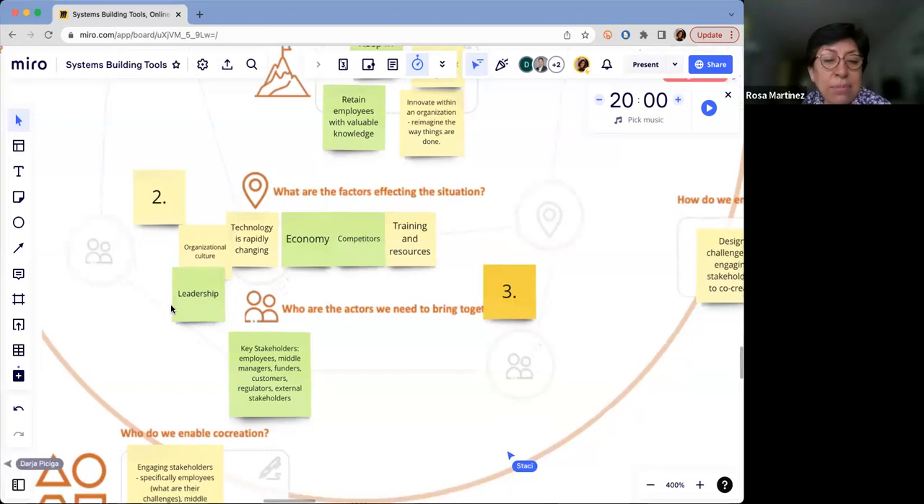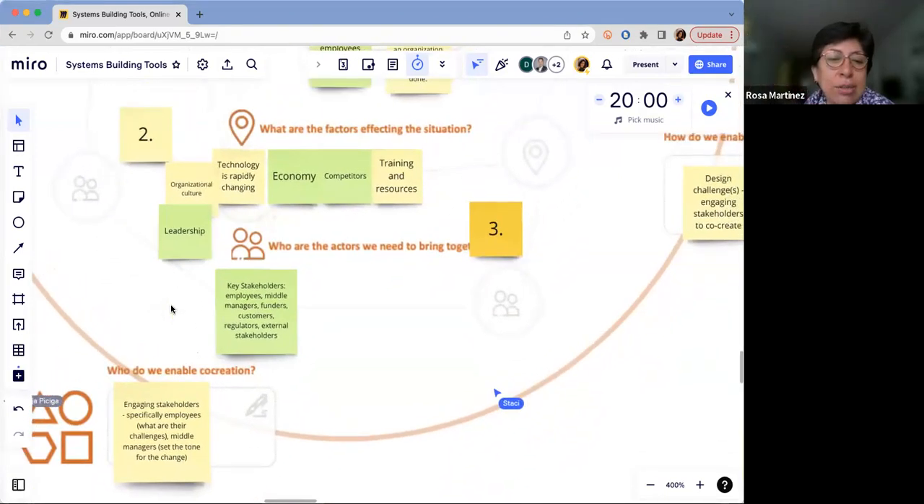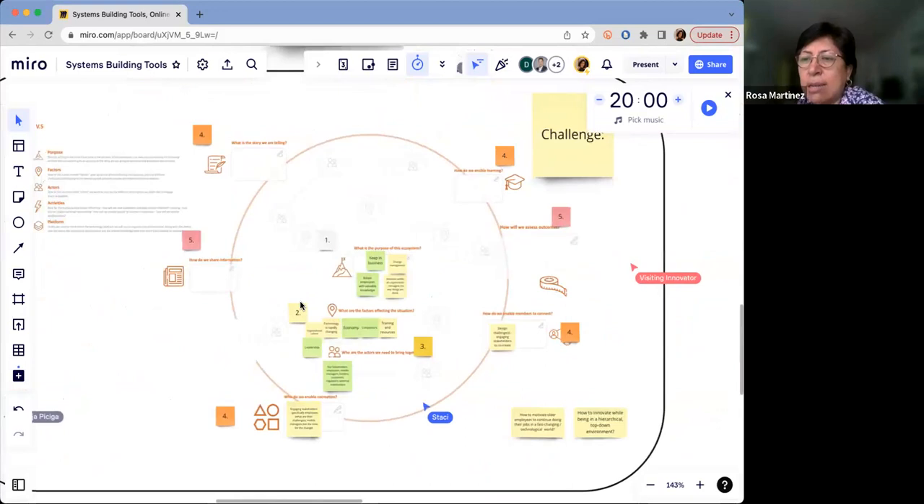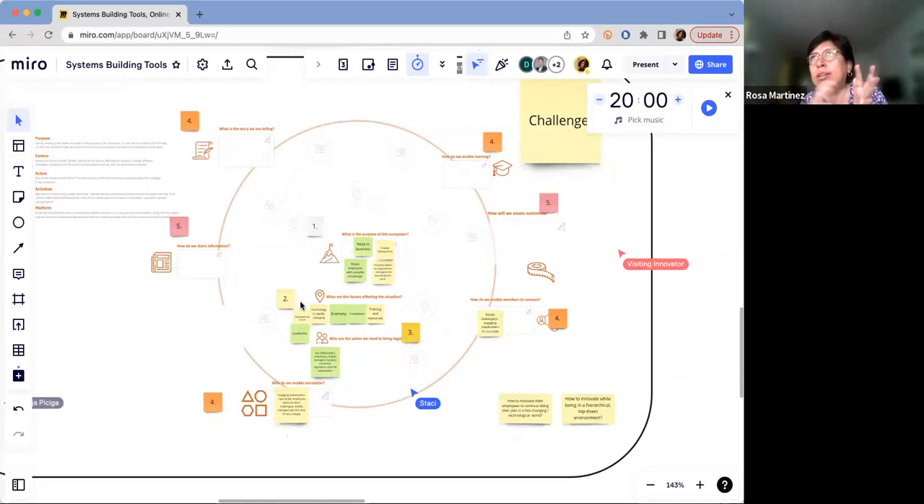And the actors, we ended up just saying key stakeholders, and we brainstormed within that. So employees, the people that are most affected, middle managers, funders, customers, regulators, external stakeholders. And we thought that, again, with more stakeholders helping us in this brainstorming, probably we can even go into the inside out change to solve this challenge. And so then more other inside stakeholders and also outside stakeholders, because it's not just the organization, it's in and out.